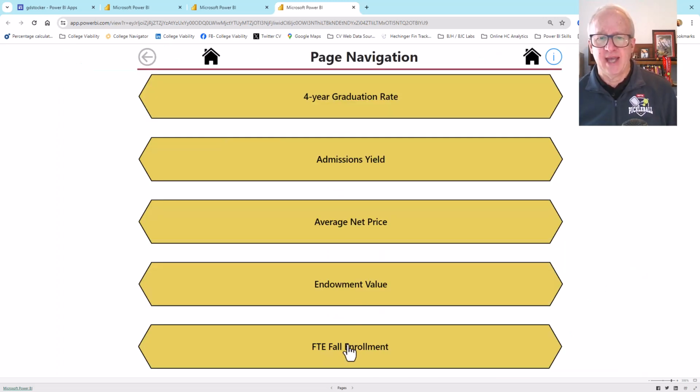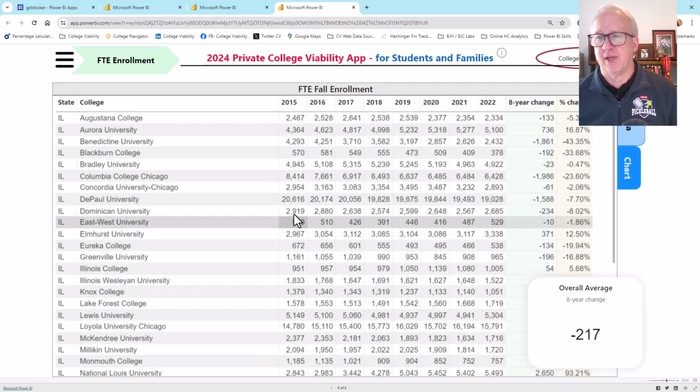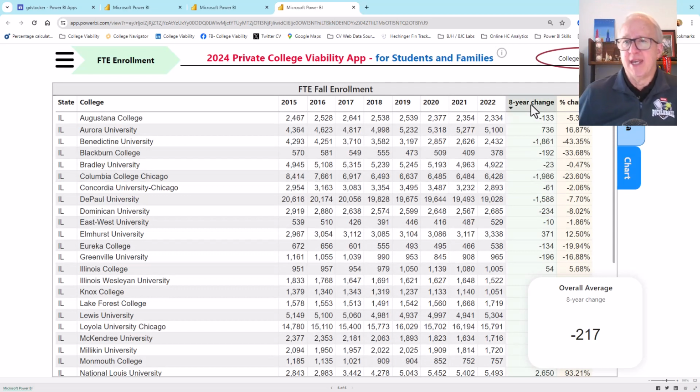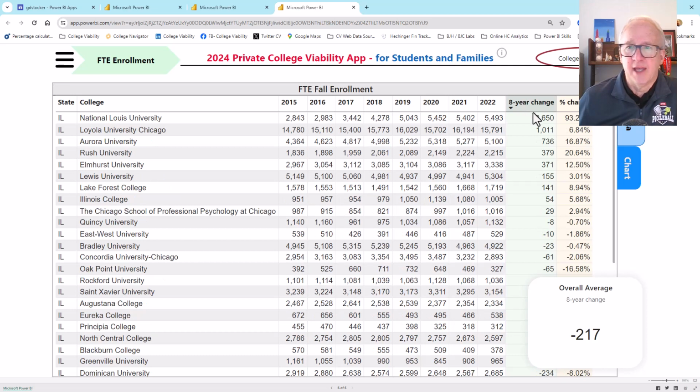Let's take a look at the enrollment. This will be the last one that we look at. And again, let's look at the 8-year change. So I'm going to click on the header here. And we can see that some colleges have grown FTE enrollment, but it's not very many. There's 1, 2, 3, 4, 5, 6, 7, 8, 9 colleges out of the 38 in Illinois that have been able to grow enrollment. Let's flip that one more time.